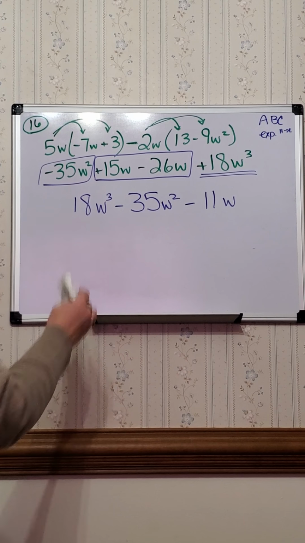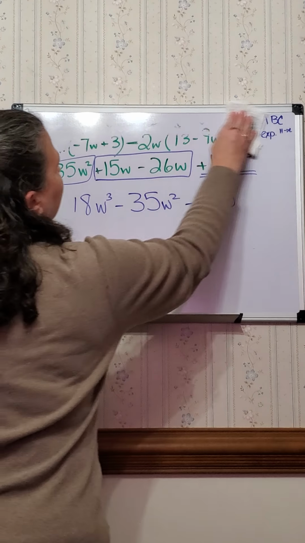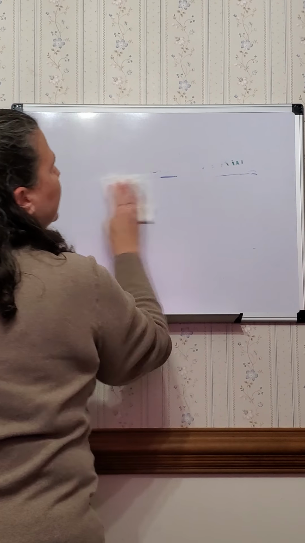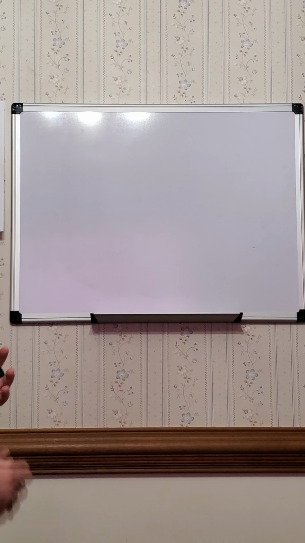So let's go ahead and flip to the back. I'm going to do a couple on the back with you, and then we will let you practice and see how you do with this. So flip your paper over to the back, and we are going to start with number 21.